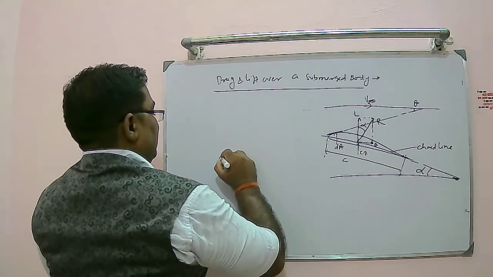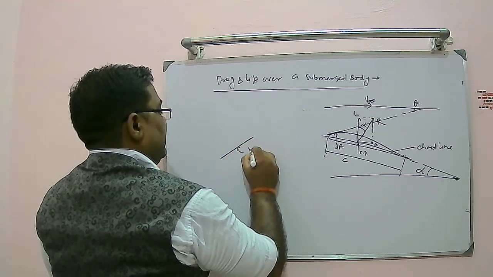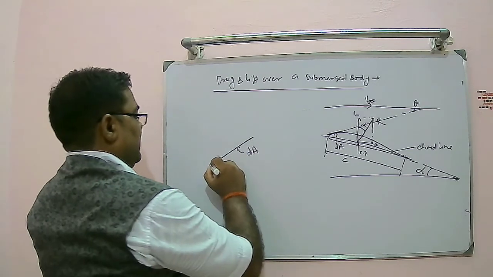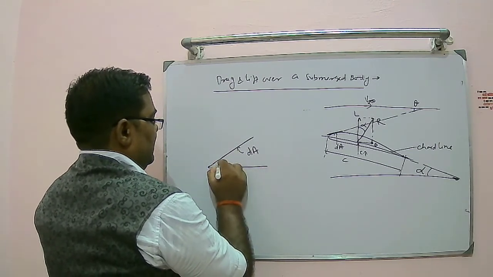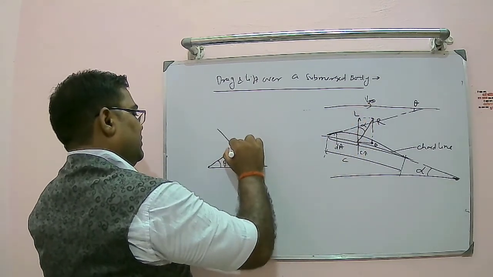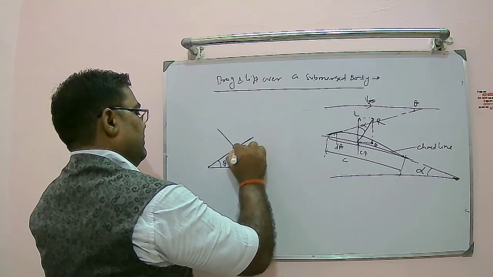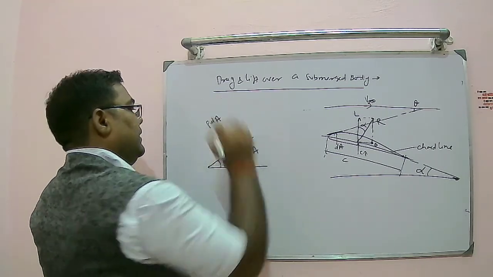So this is the elemental area which I consider for my study. This is dA, right? If I extend this slightly this side and draw a horizontal line, this is theta, similar to this theta, and pressure acts perpendicular to this, right? This is my elemental area basically. So this is my pressure force P into dA.